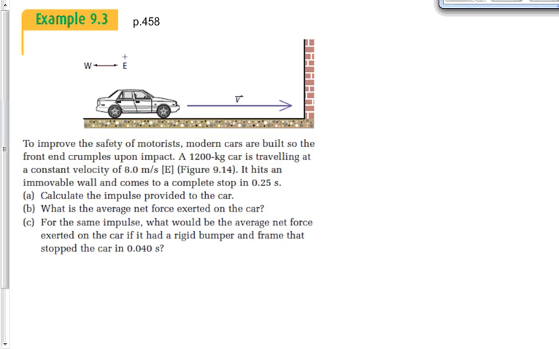A 1,200 kilogram car is traveling at a constant velocity of 8 meters per second. It hits an immovable wall and comes to a complete stop in 0.25 seconds. So it was going at a constant velocity, but then it's stopping. We want to find the impulse provided to the car. We want to find the average force exerted on the car, and then we want to do something else with a different stopping time. So let's deal with A and B first, and then we'll take a look at C after we've kind of internalized A and B here.